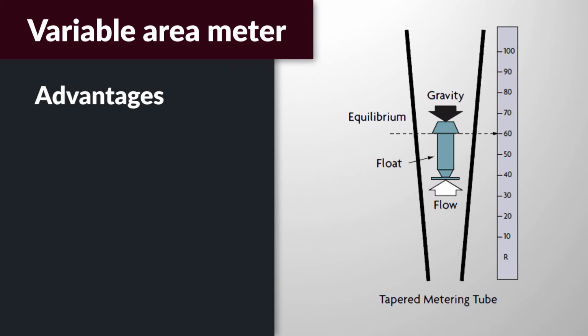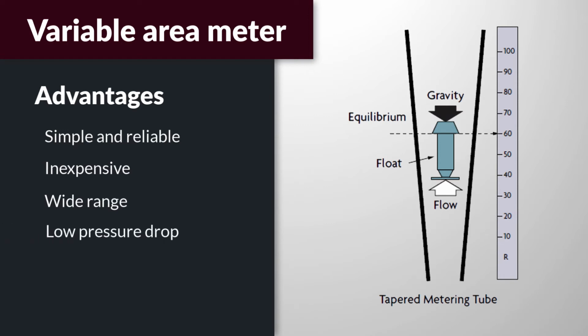The rotometer is simple and reliable as well as inexpensive. It can cover a wide range and causes little pressure drop. In addition, you can get a local reading without the need for any power.